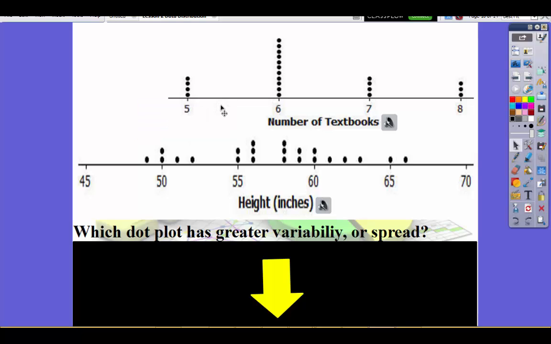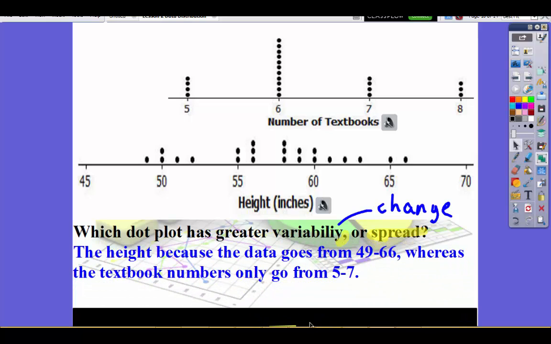Okay, now let's look at these two dot plots of textbooks and height and think, which dot plot has the greater variability or spread? Well, I know variability means spread also because it has that comma, giving us that definition. Variability also means that change or difference. So which of these dot plots has the biggest change in it? Well, I can just look and I can see that the height has the greater variability.